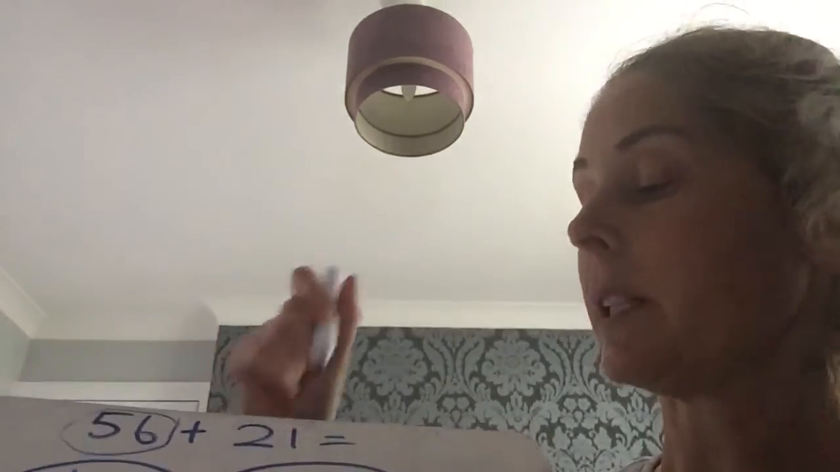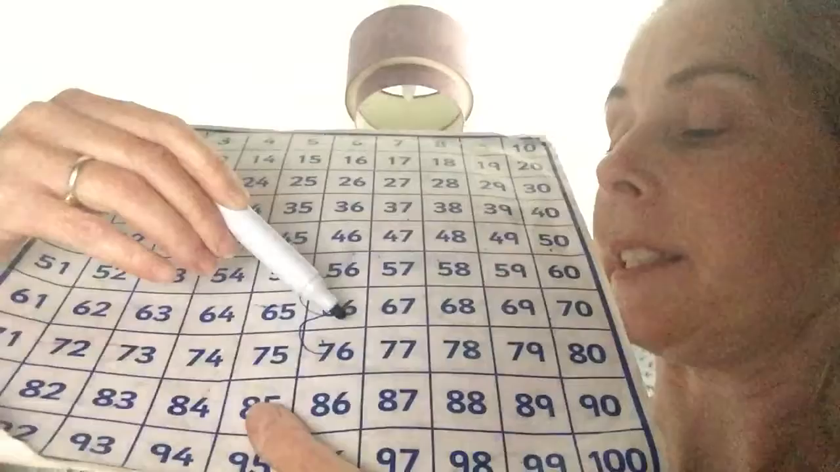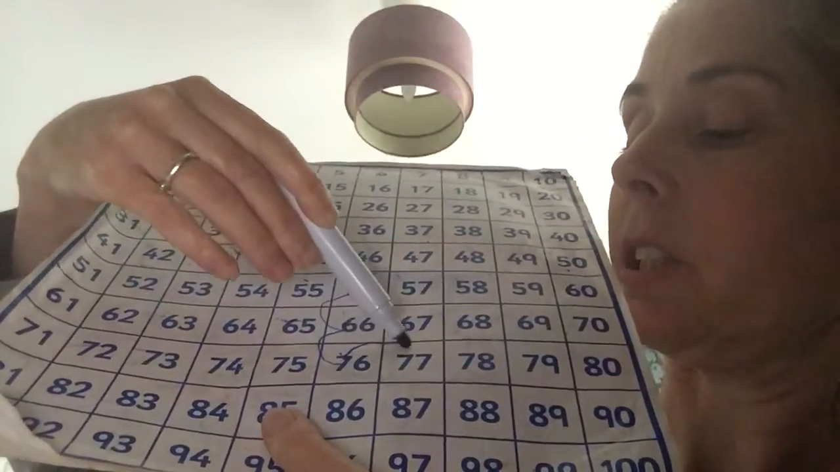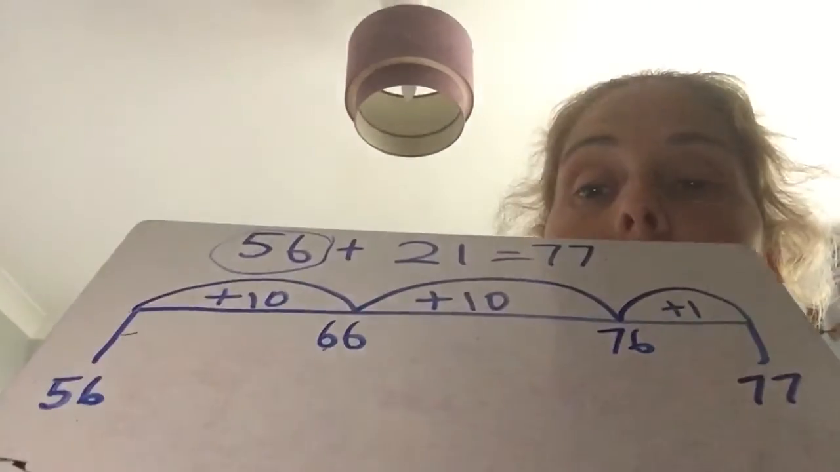And then we've only got the 1s left to add, and we've only got 1 to add. So we find our 76. There it is. And we add 1. So remember, we're going this way when we're adding because the numbers are getting bigger. So we're going to jump on 1 and we've landed on 77, and that is your answer. So your answer here would be 77. And remember, always write your answer after the equal sign as well.